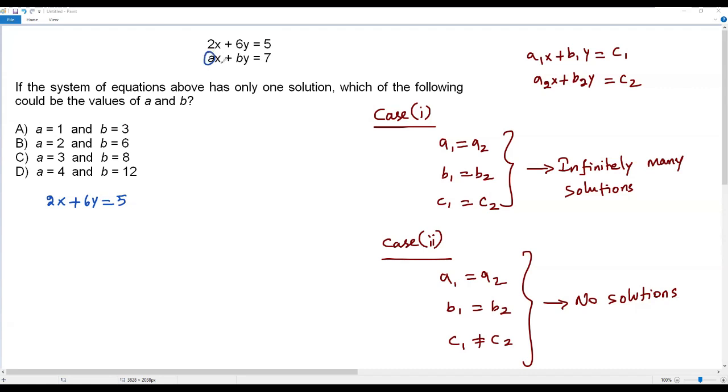So when I plug in a equals to 1, it will become 1x. 1x is nothing but just x. When I plug in b equals to 3 over here, it will become positive 3y, and on the right side we have 7. That can be taken as it is.